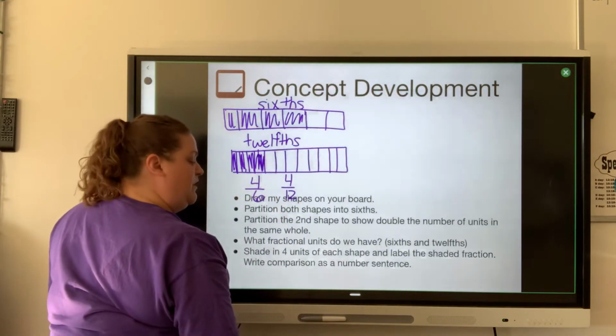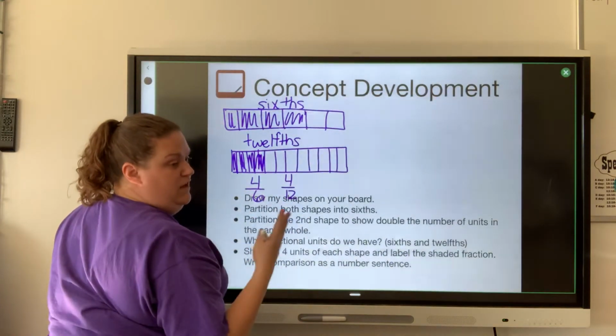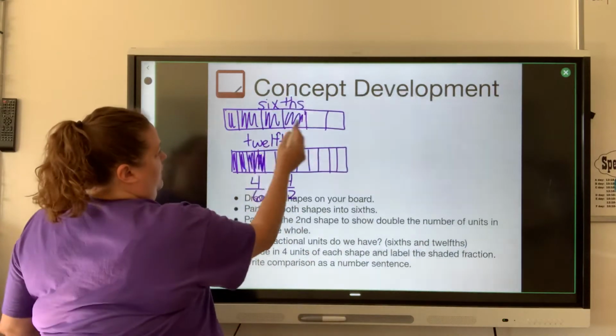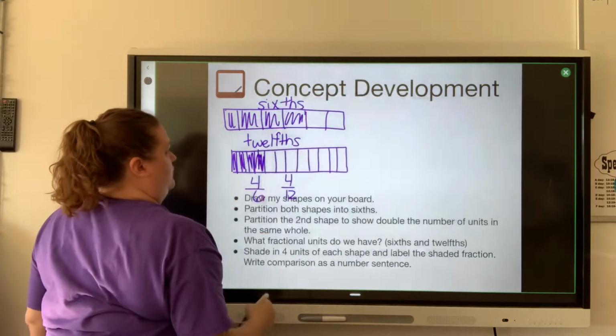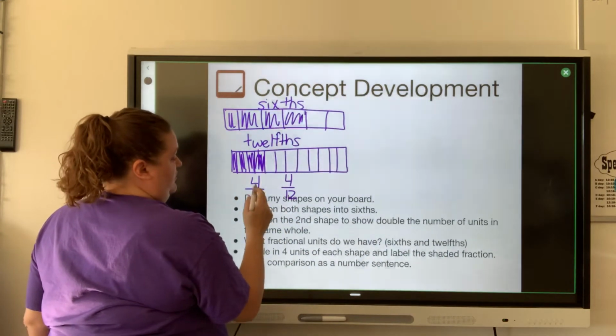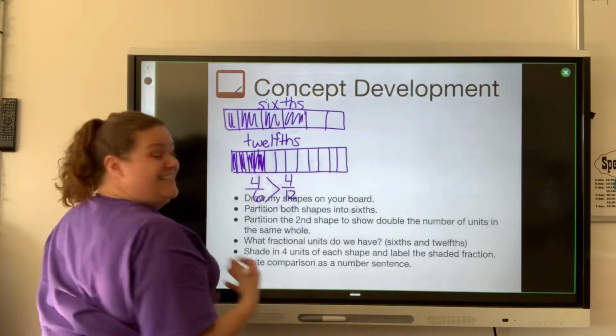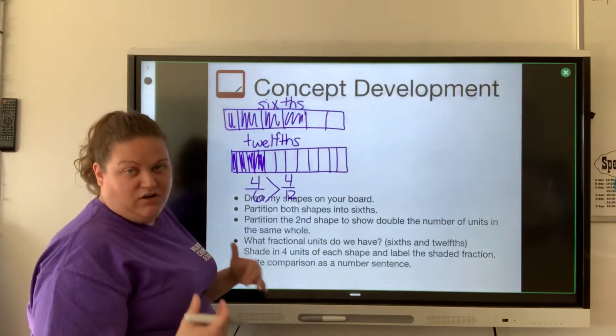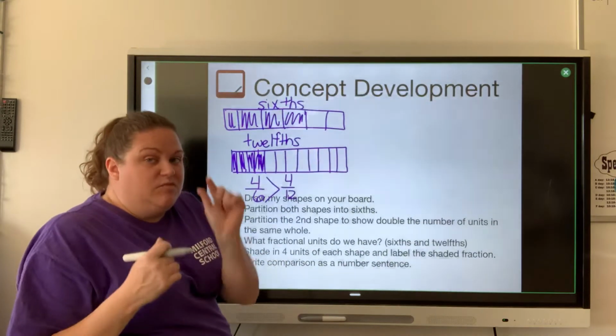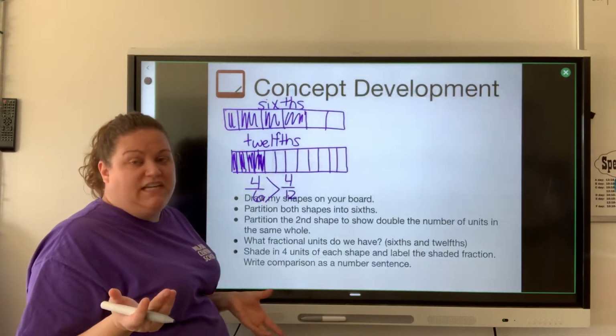So now it wants me to compare as a number sentence. So use greater than, less than, or equal to. So if I'm looking up here at how I shaded, which one is greater? The first one. So 4 sixths is greater than 4 12ths. Same numerator, different denominator. The bigger your denominator, the smaller your pieces, because the more you're dividing it into.